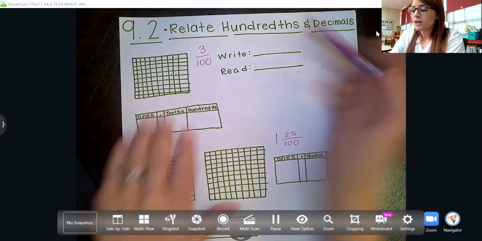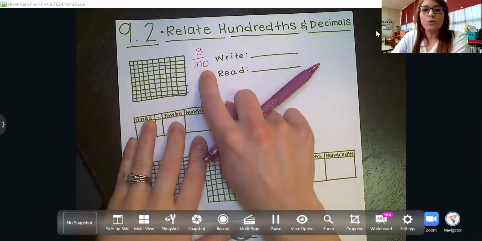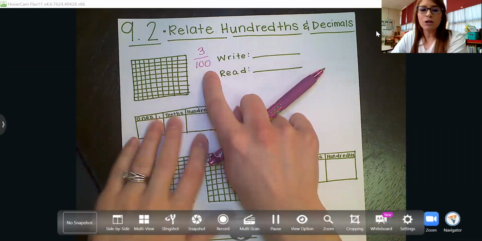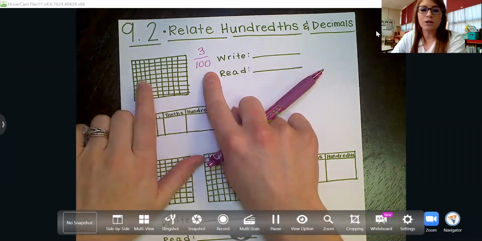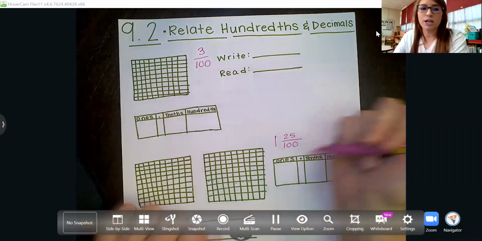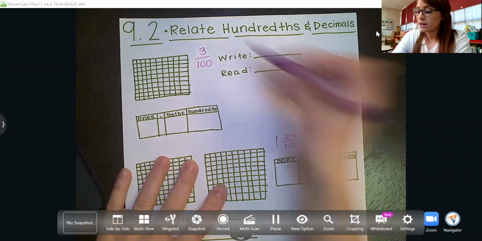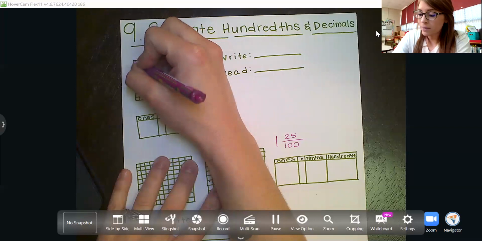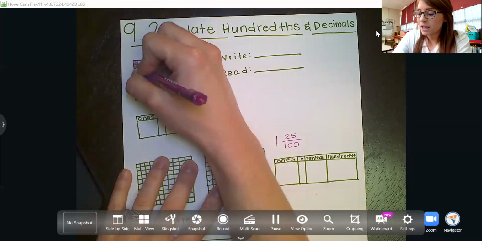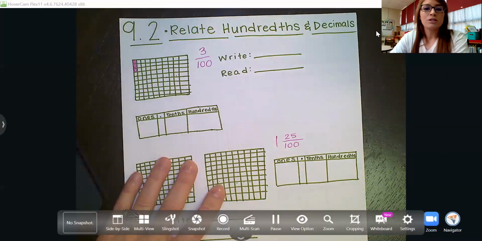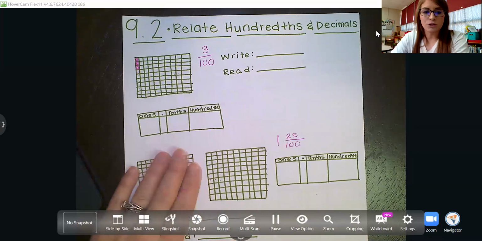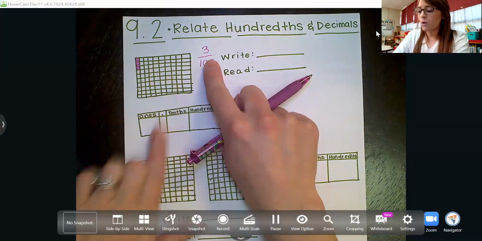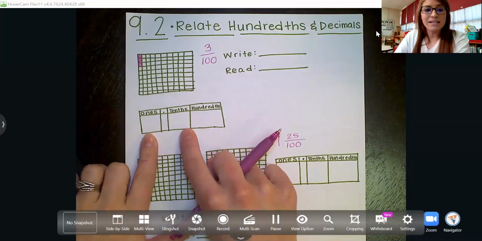All right, so let's look at this fraction. We've got 3 hundredths. How could we represent 3 hundredths on this hundredths chart? How many would we have to shade in? Right, 3 right here. This numerator always tells us how many would need to be shaded in. So we've got 3 hundredths. So let's see how we could write that as a decimal.